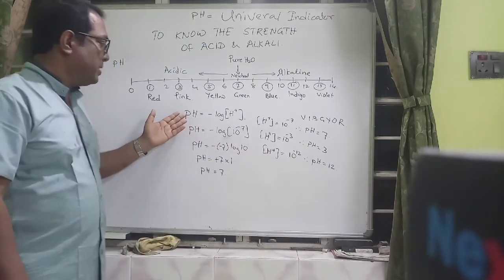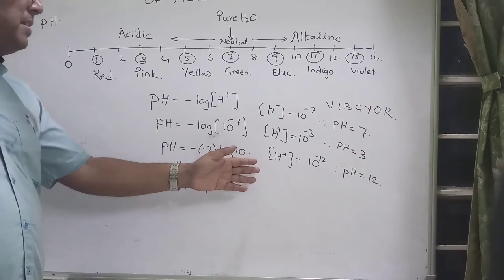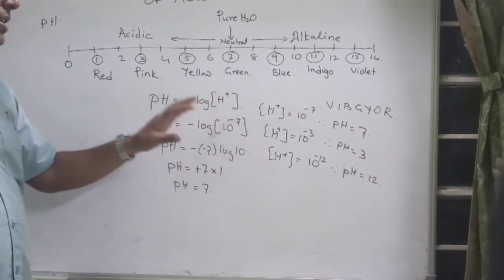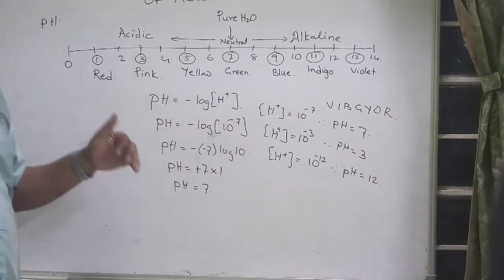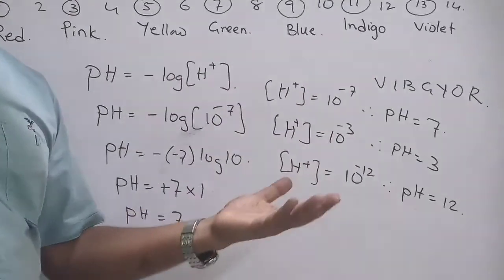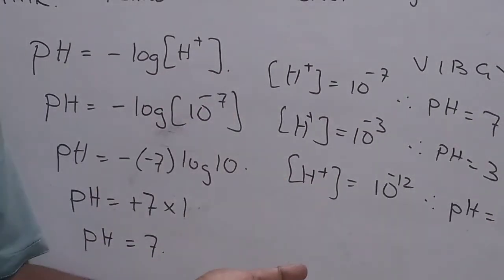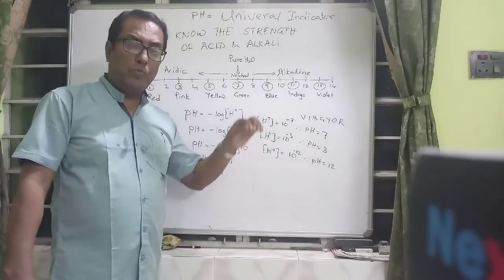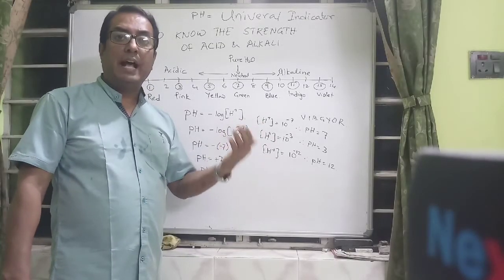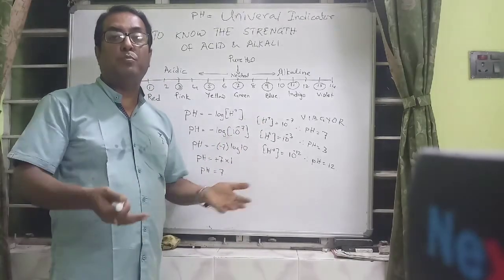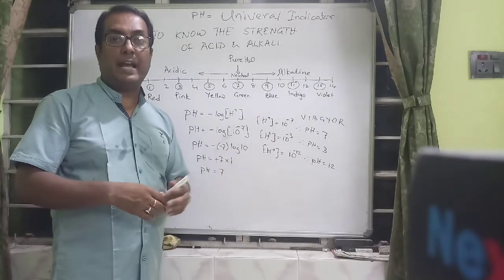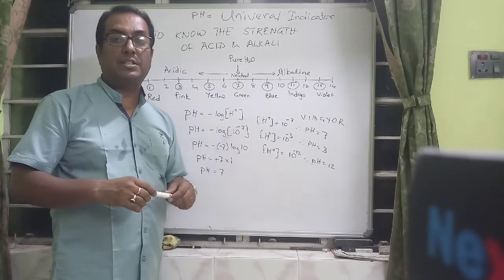So student, here with the help of pH we can identify the strength of the acid or the alkali. By knowing the strength, even like the pond water, sometimes it goes more and more acidic and the fishes die. So we can test the pond water, and if necessary we can use more and more slaked lime or quick lime so that it could neutralize the acidic effect.